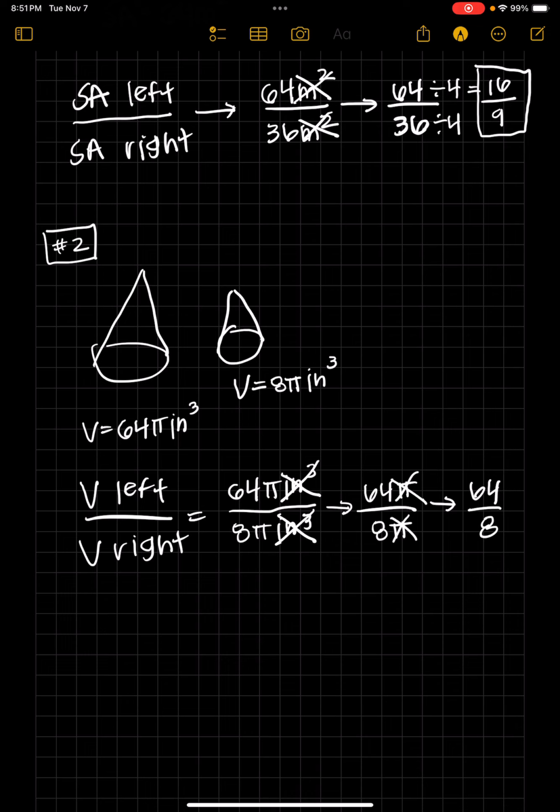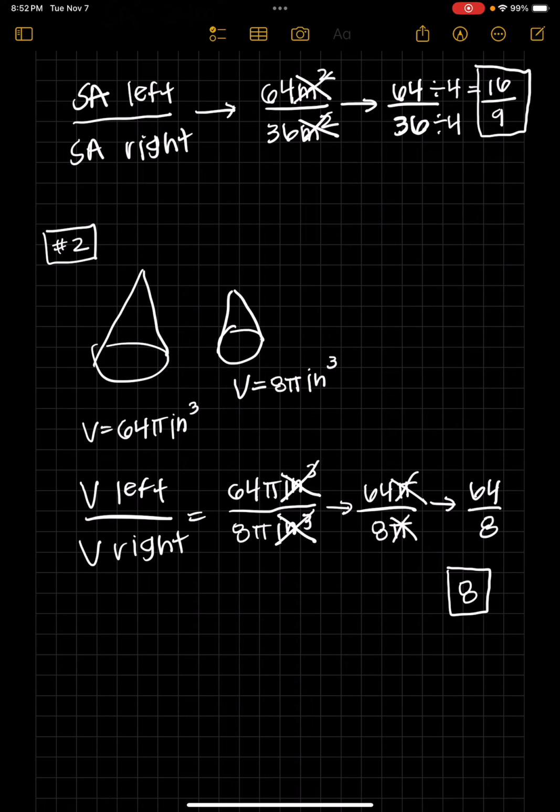Now, 64 divided by 8 is 8. My scale factor is 8. It doesn't necessarily need to be a fraction. My fraction in this case would be 8 over 1, but that doesn't matter. All it's saying is that I took the smaller shape and I blew it up by 8 times to get the bigger shape.